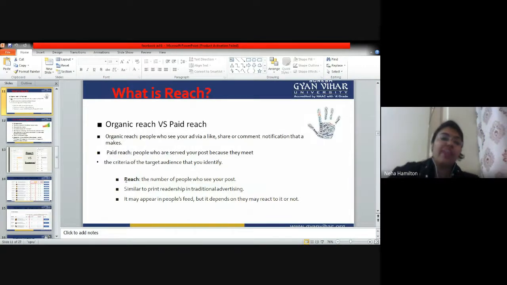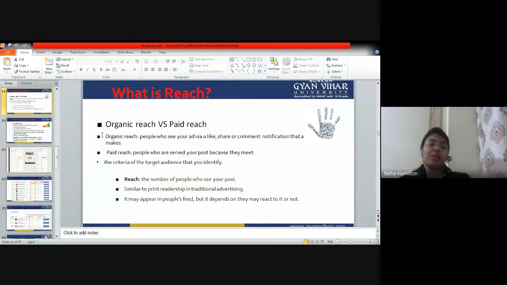Now we have to understand the reach. What is reach? Okay, now reach can be defined as the number of people who see your post. I'm not talking about the number of people who react to your post, but the number of people who see your post becomes reach, right? Similar to print readership in traditional advertising, it may appear in people's feed, but they may react or not.